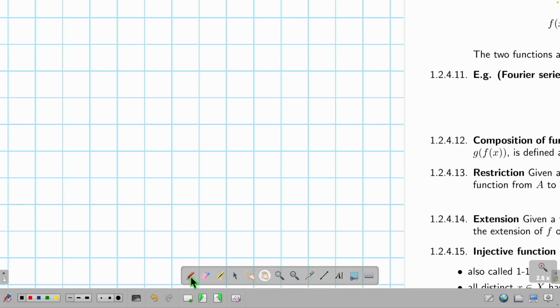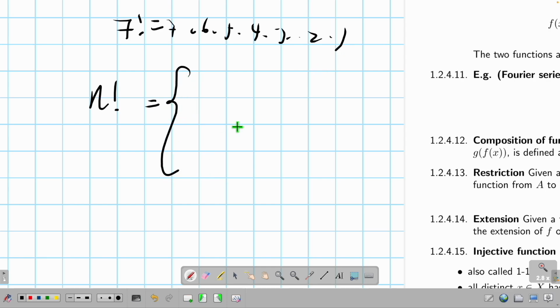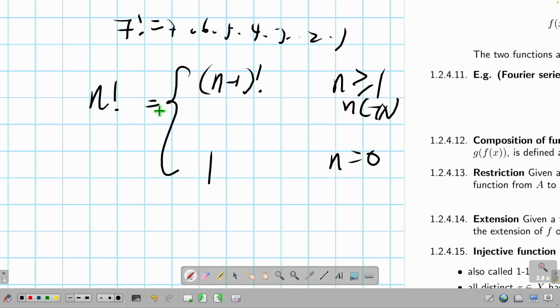And the following here is also a function. 7 factorial is 7 times 6 times 5 times 4 times 3 times 2 times 1, right? You can also write it as a split function. Suppose I want to find 7 factorial. I put inside 7, larger than 1, right? Go to this case, so it will be 6 factorial. Oh, I don't know what it is, sorry, I made a mistake. Okay, 7 times 6 factorial.